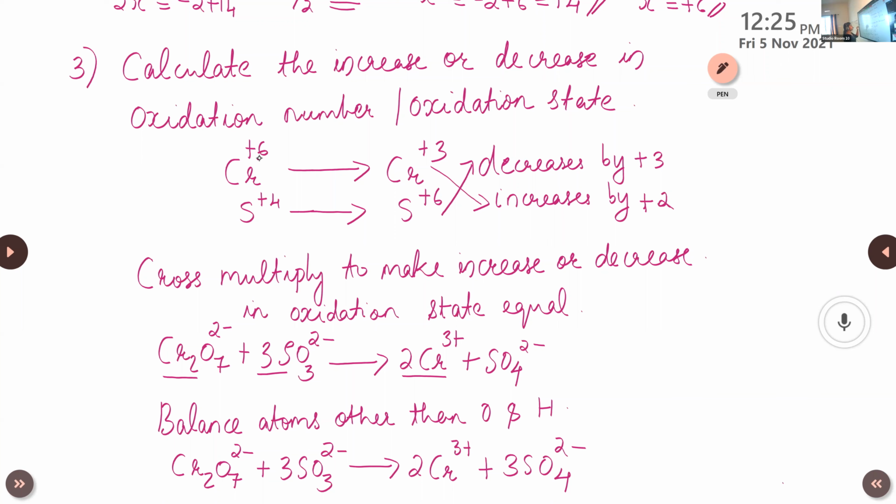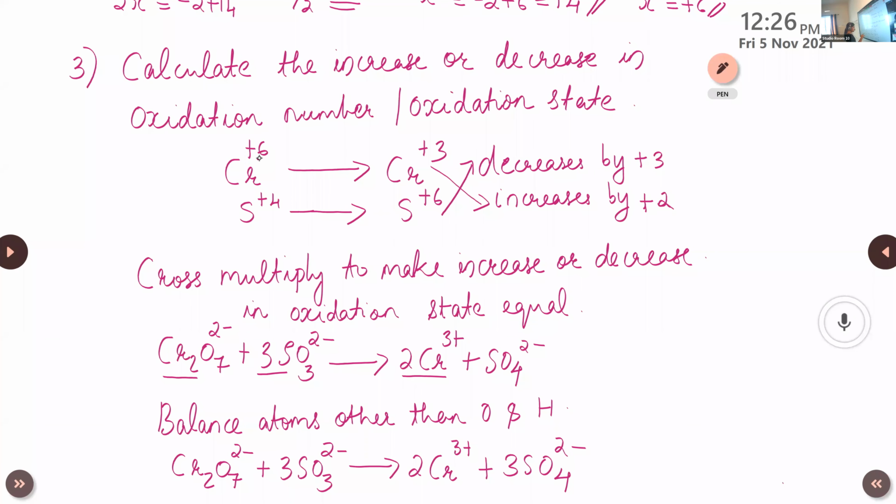And next, you have to cross multiply to make the increase or decrease in the oxidation state equal. So here it decreases by 3 in chromium and increases by 2 in sulfur. So we have to cross multiply these values. So 3 should be multiplied with sulfur and 2 should be multiplied with chromium. Now we rewrite the equation: Cr2O7 2- plus 3, this 3 that we multiply with sulfur. And on the product side it is 2Cr3+. That means this 2 is multiplied with chromium to make the oxidation state equal.